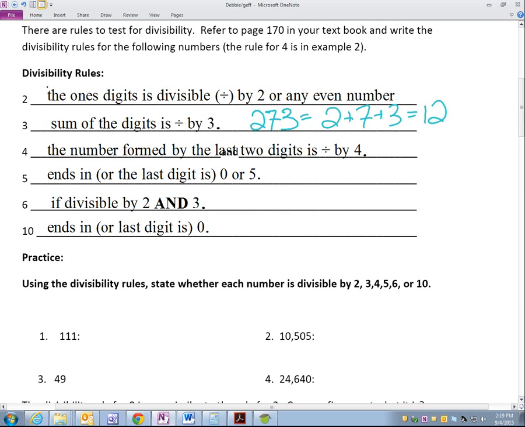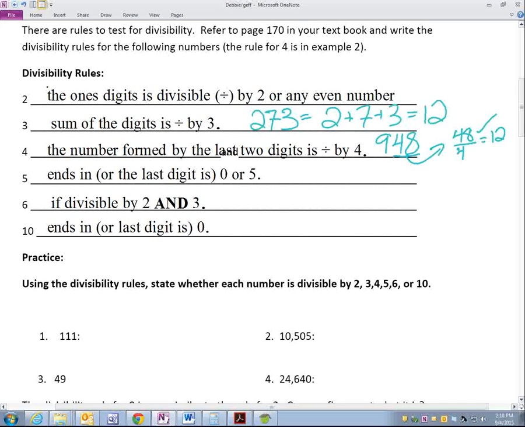Then we have 4. The number formed by the last 2 digits is divisible by 4. So that means that if I had 948, 48 is divisible by 4 because 4 times 12 is 48. 48 divided by 4 is 12, so that one checks out as well.